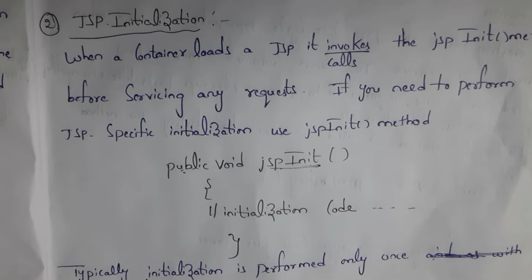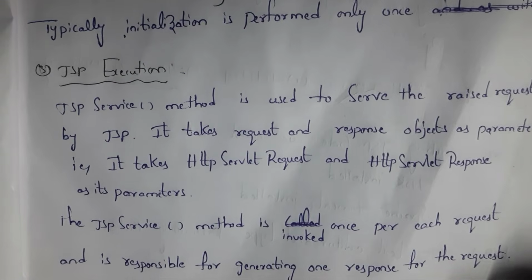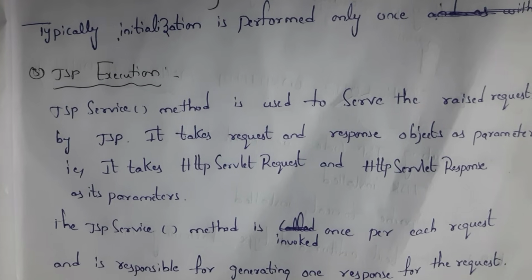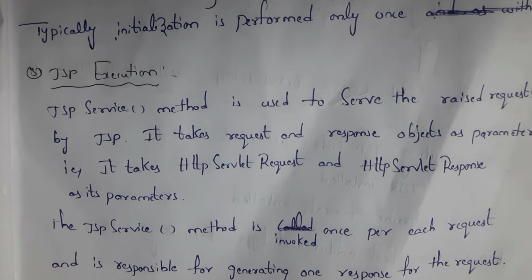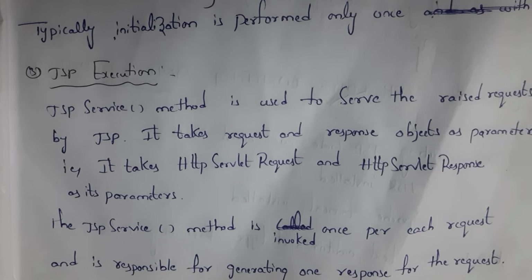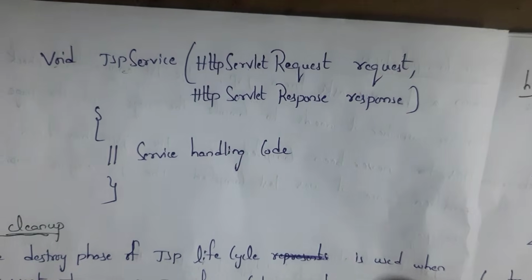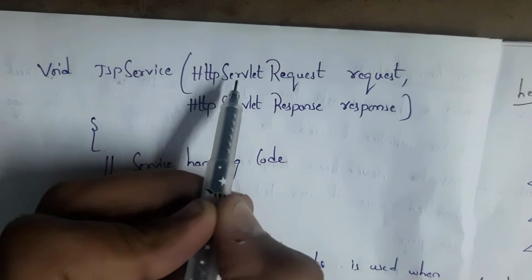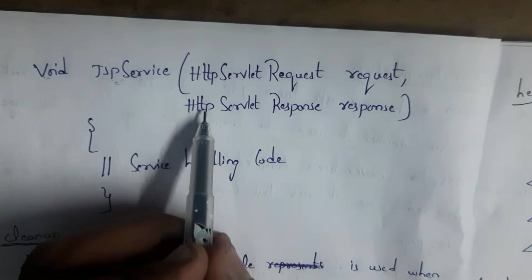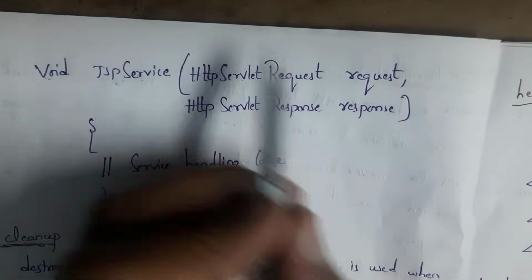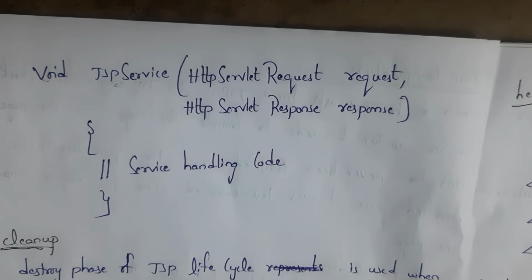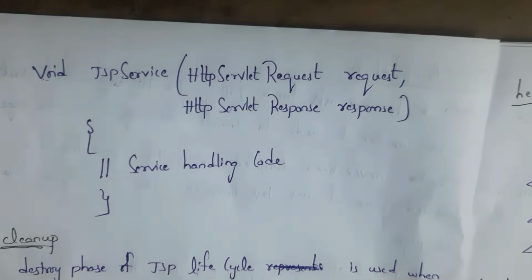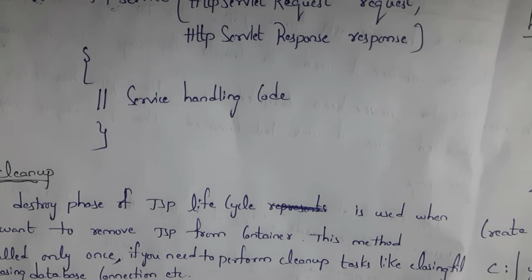After JSP initialization, next one is jspService. We also call this JSP execution. Whatever HTTP request JSP has received, JSP will provide a response to those requests. JSP will provide service to the request. This is known as the service method. This is the syntax of the service method: void jspService, HttpServletRequest and HttpServletResponse. The meaning of this code is whatever request JSP has received, JSP will provide a response to those requests. And inside this, we need to write servlet handling code.